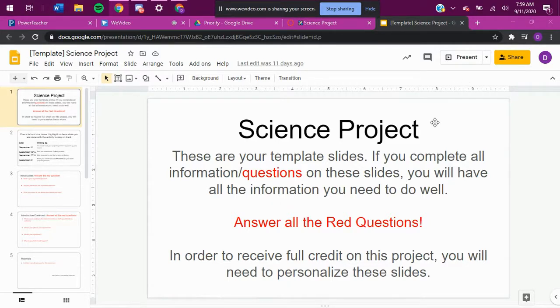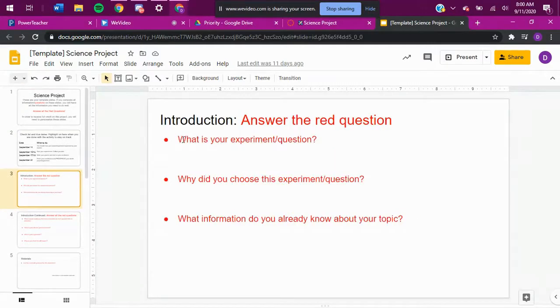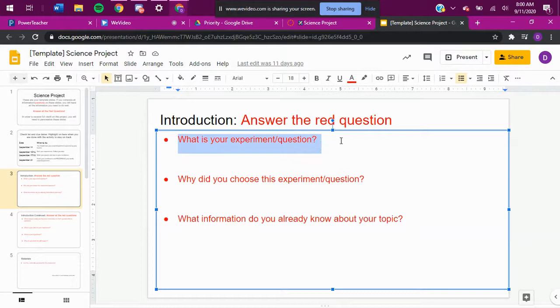So the science project is just an experiment that you're going to do. We are going to limit your experiment because you only have about a week and a half to get it together. So in order to receive full credit on these slides, you will need to personalize them, but we'll get to that in a bit. Make sure that you answer all the red questions. When you click on these slides, you'll see that there are red questions here. So make sure that you answer them. And if you want to, after you answer them, you can just delete them. Okay?